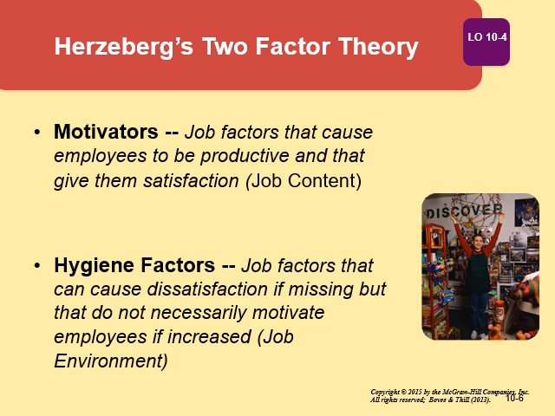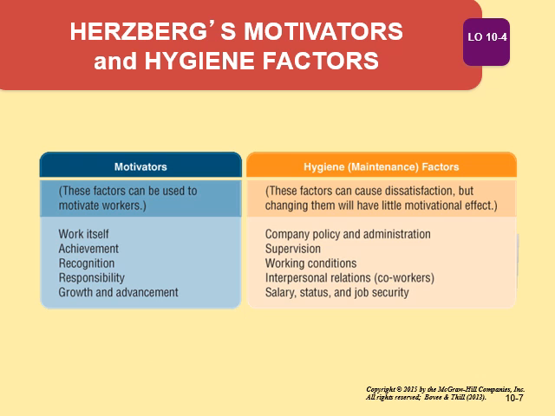Hygiene factors are mostly extrinsic and include items related to the job environment. These include items such as working conditions, pay policies, company policies, and job security. Meanwhile, motivators tend to be intrinsic and include job content items such as achievement, recognition, and responsibility. This slide gives examples, many of which we discussed on the previous slide, of both motivators and hygiene factors.